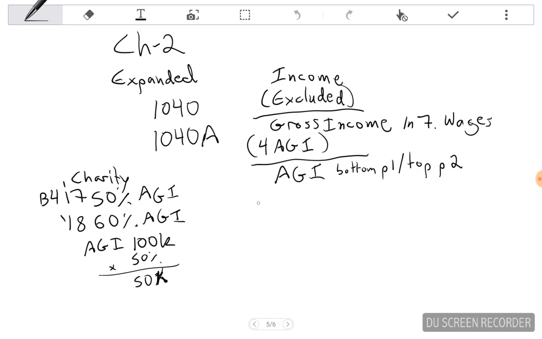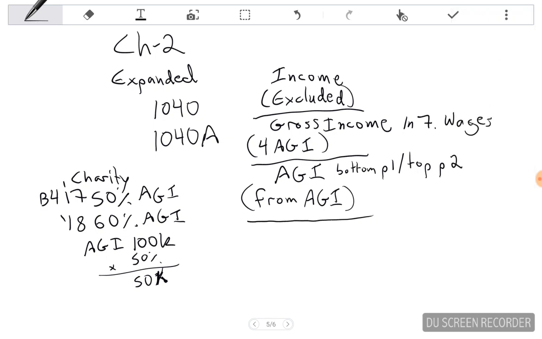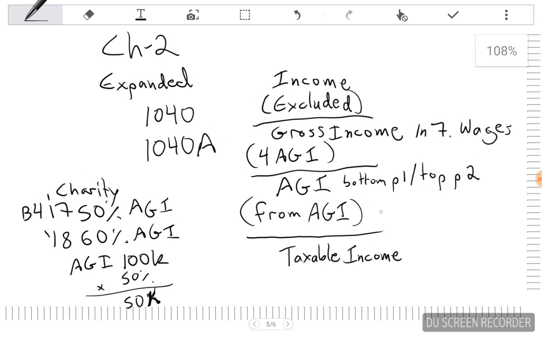Then we have from adjusted gross income deductions that we get to deduct. And that actually gives us our taxable income. Right? So what's in this number, the from AGI stuff?